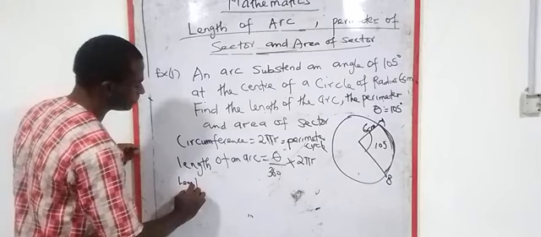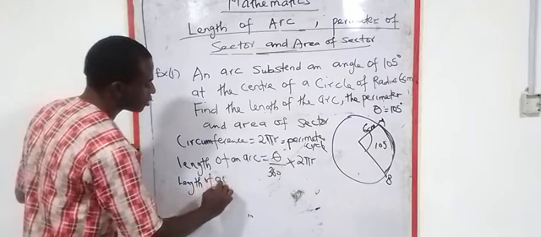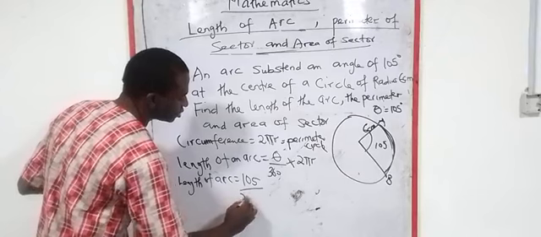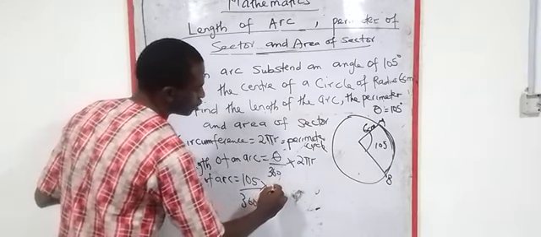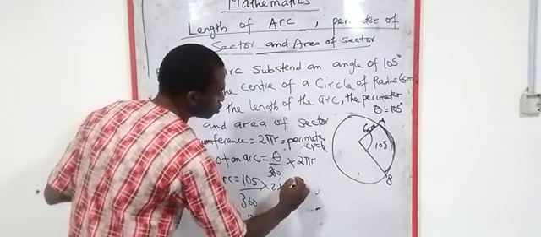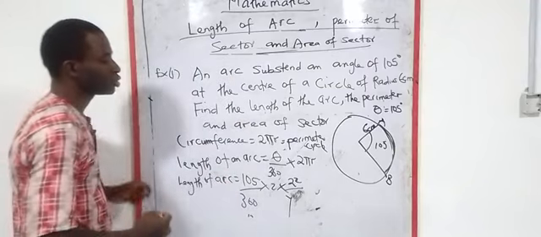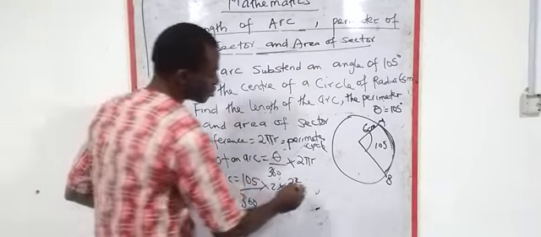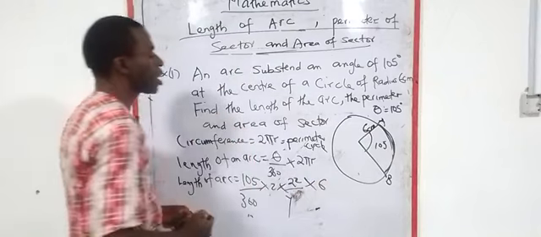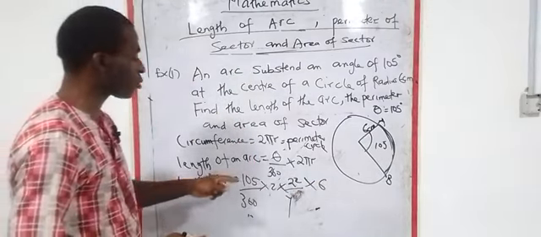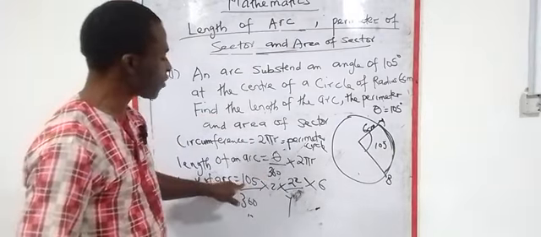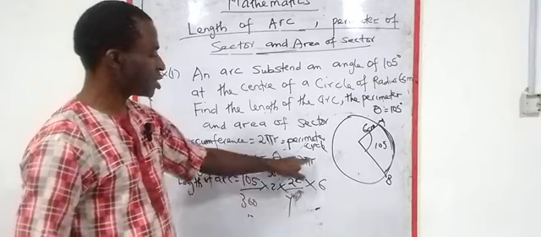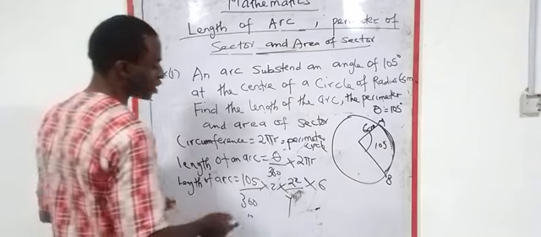Length of an arc is equal to 105 over 360 times 2 times 22 over 7, times the radius. Our radius is 6. So you will see that from the formula, our theta, which is the angle, is 105. Then the 2 is there before pi. Our pi is 22 over 7. The radius is 6.